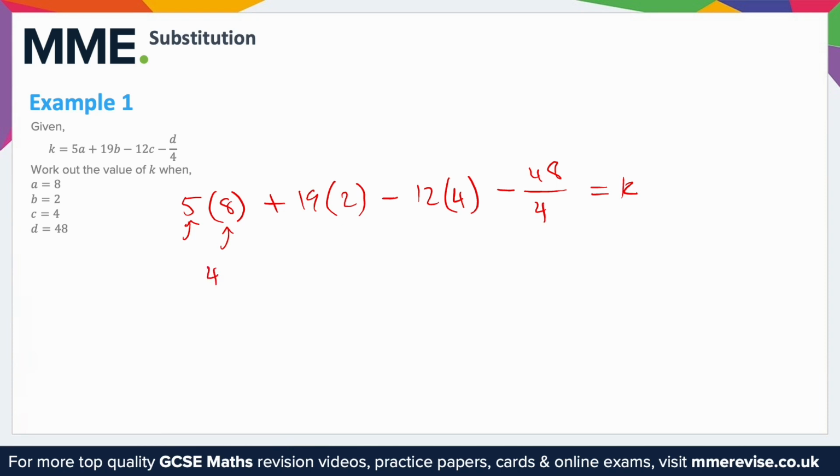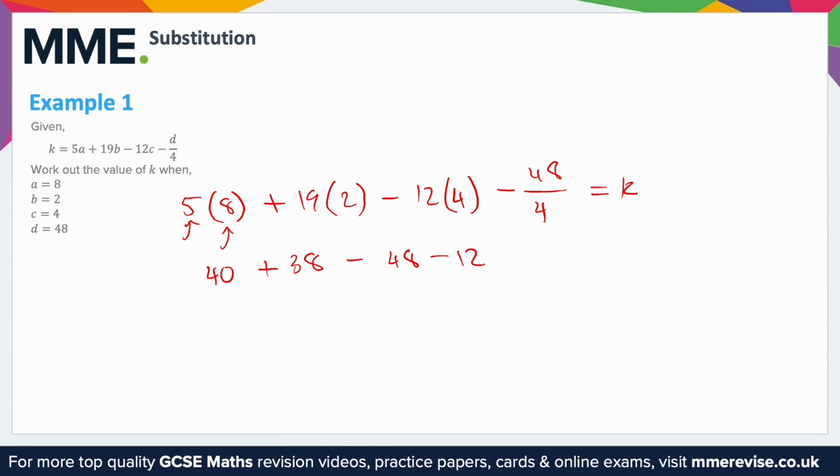So 5 times 8 is 40, plus 19 times 2 is 38. Take away 12 times 4, which is 48. Take away 48 over 4, so that's a division. 48 divided by 4 is 12.